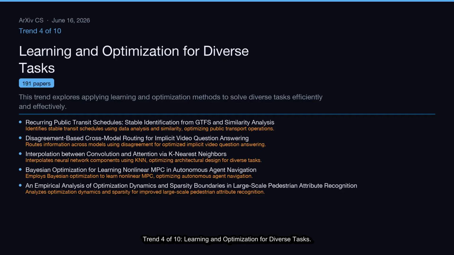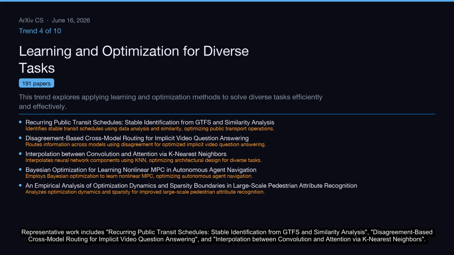Trend 4 of 10, Learning and Optimization for Diverse Tasks. This trend explores applying learning and optimization methods to solve diverse tasks efficiently and effectively. This cluster covers 191 papers. Representative work includes recurring public transit schedules, stable identification from GTFS and similarity analysis, disagreement-based cross-model routing for implicit video question answering, and interpolation between convolution and attention via k-nearest neighbors.